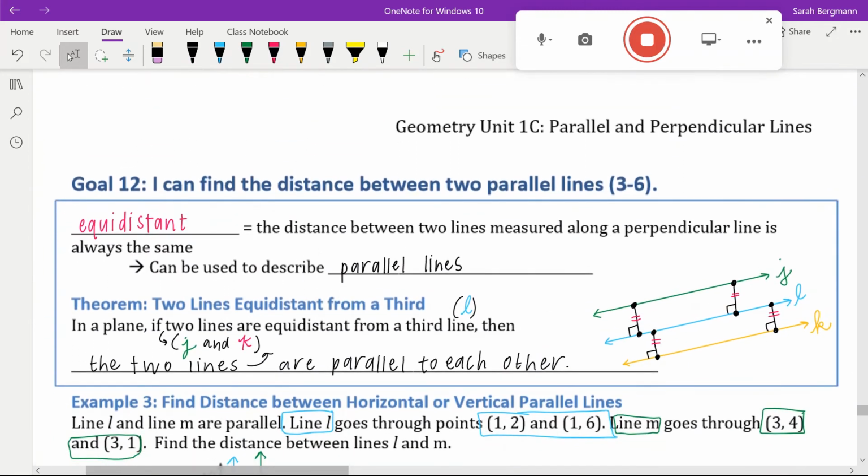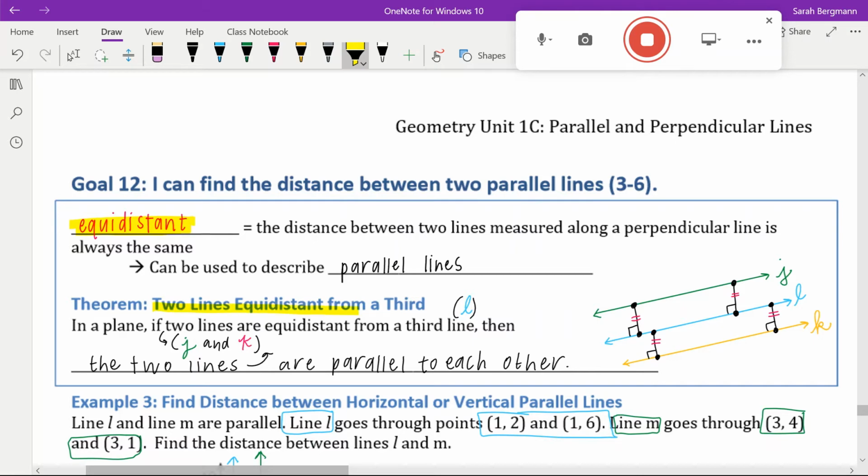Now let's talk about finding the distance between two lines. So before it was just a point to a line, now it's two lines. To find the distance between two lines, the two lines have to be what's called equidistant. This word means that the distance between the two lines measured along a perpendicular is always the same. So no matter where you measure, it's always going to be the same. This can be used to describe parallel lines.